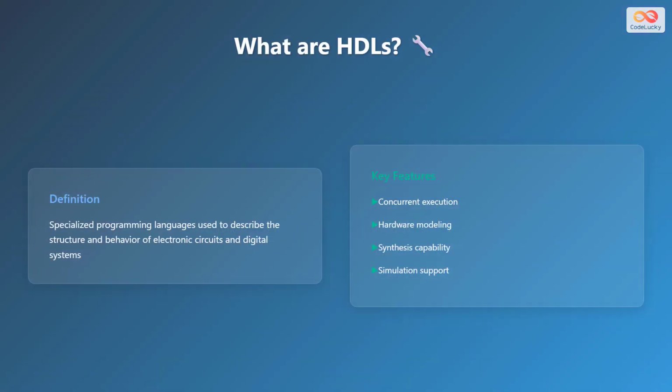So, what exactly are hardware description languages, or HDLs? Well, they are specialized programming languages used to describe the structure and behavior of electronic circuits and digital systems. Some of the key features of hardware description languages are concurrent execution, hardware modeling, synthesis capability, and simulation support.